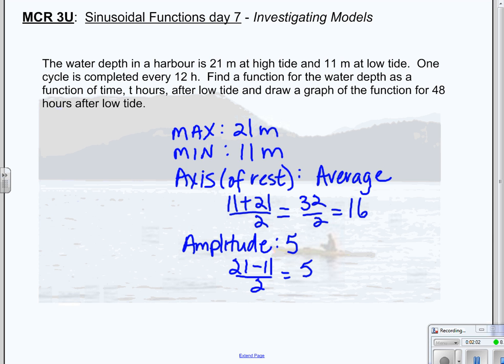What else do we know? We know the period is 12. It completes a cycle every 12 hours. So that is something else I know for my graph. It might be a little trickier to come up with the equation, but let's start with the graph. Even though they listed in the other order, I would find it easier to draw the graph first.